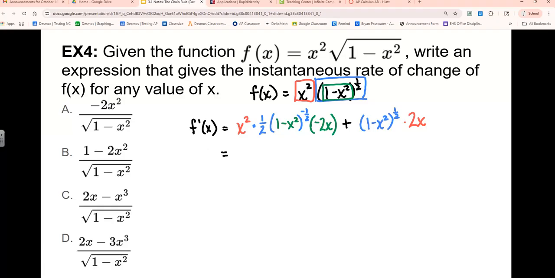So, to clean this up a little bit, I've got an x squared, I've got a 1/2, and I've got a negative 2x. I'm going to multiply all that together. So the 1/2 times the negative 2 is going to give me a negative 1, and then I'll have 3 x's. So I've got negative x cubed, and then 1 minus x squared to the negative 1/2. And then over here, we're probably just going to put the 2x in front here.